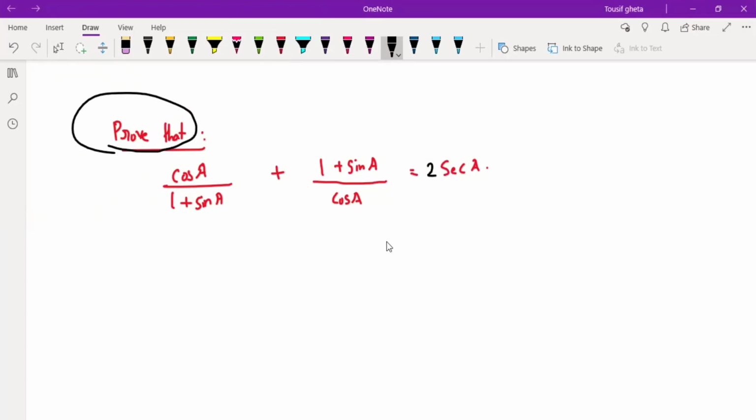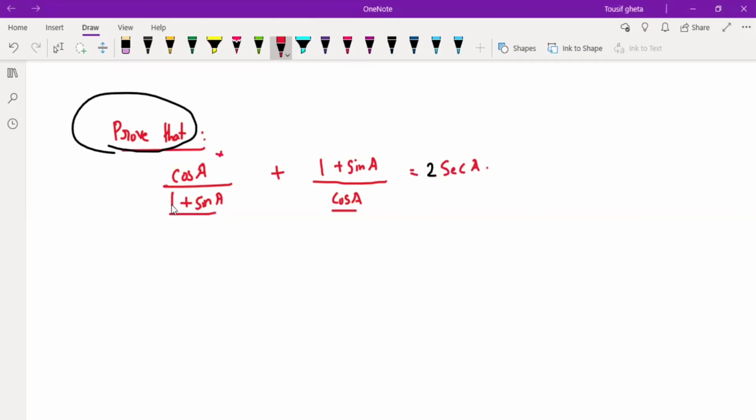See here, in this question we cannot substitute anything, right? So what we're going to do, the basic step, is take out the LCM. Whenever we are taking out the LCM of trigonometric functions, it's very similar to cross multiplying. So our LCM, you know it, is 1 plus sin A and cos A, both are our LCM.